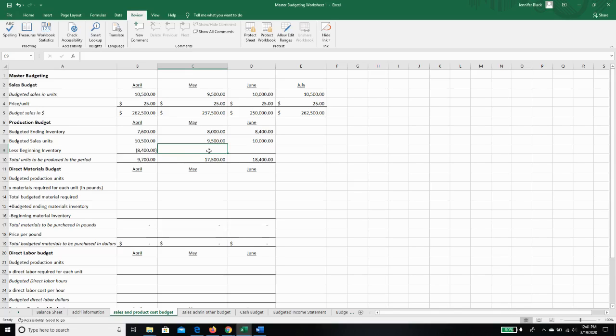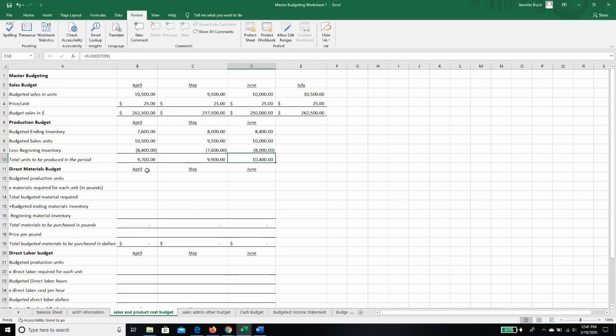May's beginning inventory is going to be April's ending inventory, so minus April's ending inventory. June's beginning inventory is May's ending inventory, so I'm going to say minus 8,000. Remember, this month's beginning inventory, or this period's beginning inventory, is equal to last period's ending inventory.